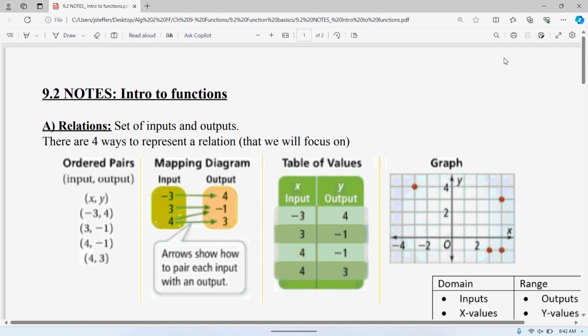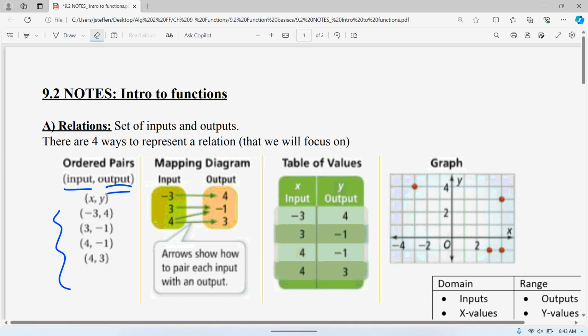There are 4 different ways that we're going to focus on to represent relations. You could just write them out as ordered pairs. The inputs are your x values, the outputs are the y values. You could also do a mapping diagram, which is similar to the ordered pairs. The only difference is you only have to write down everything once, and then you just draw branches. For instance, these are all the same ordered pairs. So -3, 4: we have -3, and that draws a line to 4. 3 goes to -1, so we connect 3 to -1. And then 4 goes to both -1 and 3, so we have 2 branches coming out of that. So that's what a mapping diagram is. Again, you don't use it super often, but it does exist.